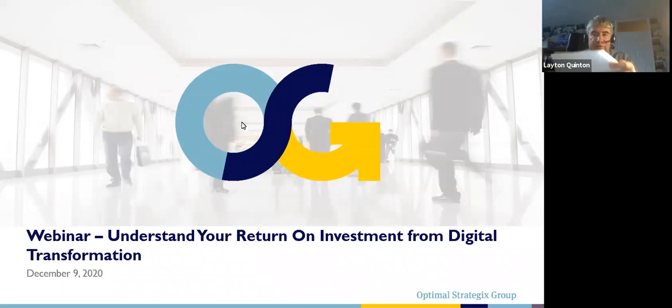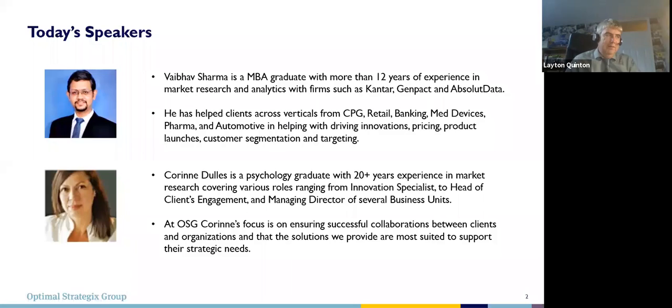So just moving on to today's speakers. It's a global presentation today. So from Dubai, we have Vaibhav, who's an MBA graduate with over 12 years of experience in market research and analytics, including Kantar and Genpact Absolute Data. And Vaibhav has experience across a wide variety of sectors, including CPG, retail, banking, medical devices, pharma, and automotive, and driving things like innovation, understanding pricing, helping launch new products, and targeting and segmenting customers.